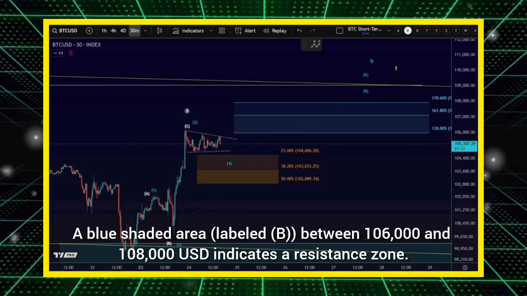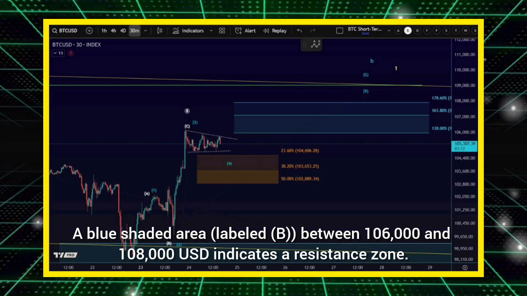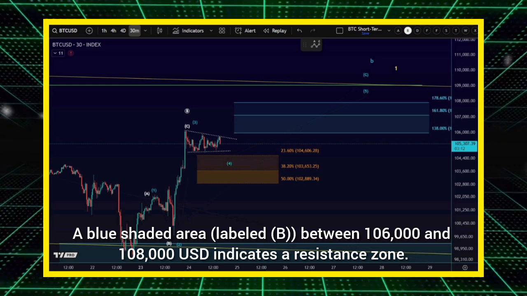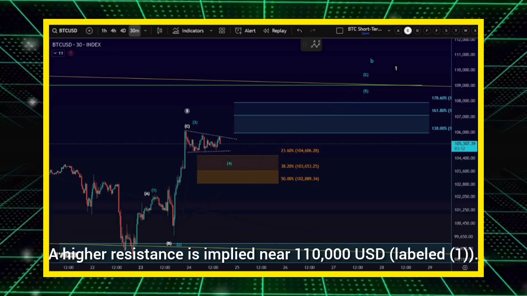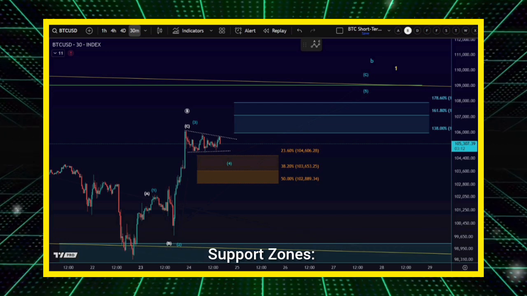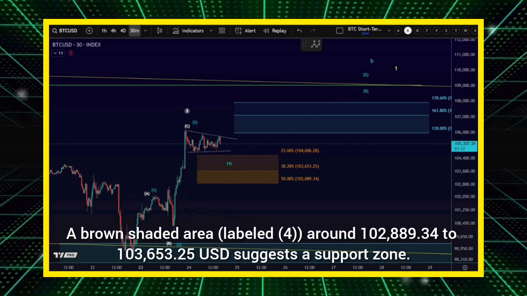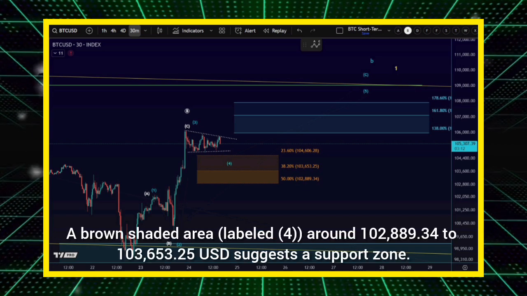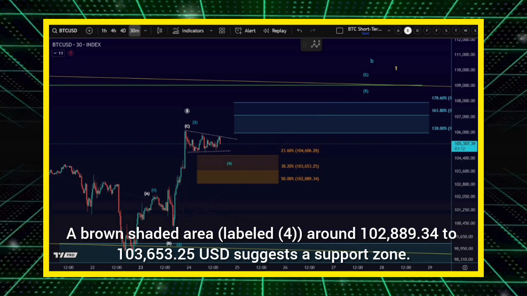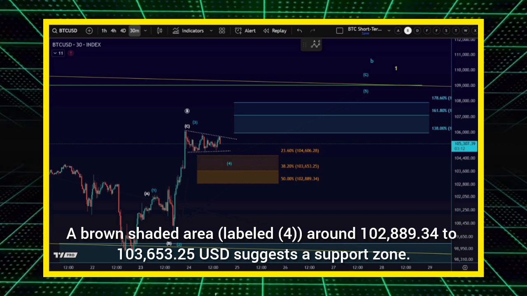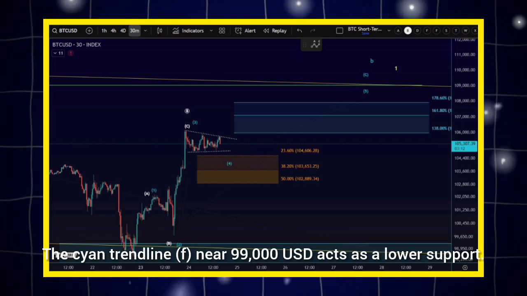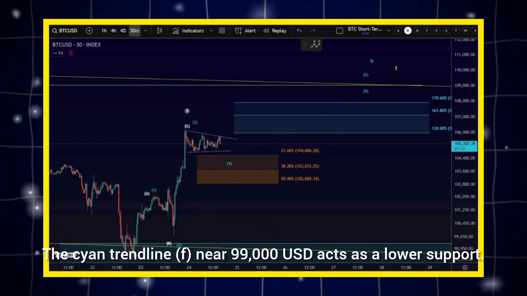Resistance zones. A blue shaded area labeled B between 106,000 and 108,000 USD indicates a resistance zone. A higher resistance is implied near 110,000 USD, labeled 1. Support zones. A brown shaded area, labeled 4, around 102,889.34 to 103,653.25 USD suggests a support zone. The cyan trendline, F, near 99,000 USD acts as a lower support.